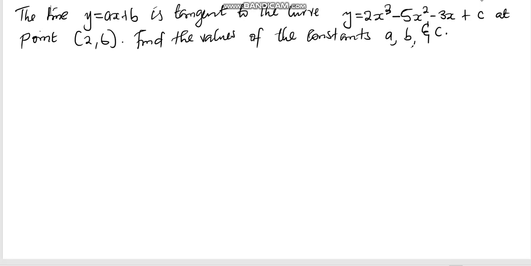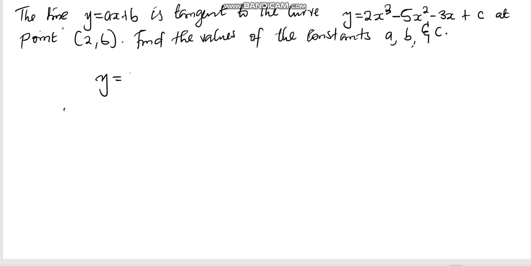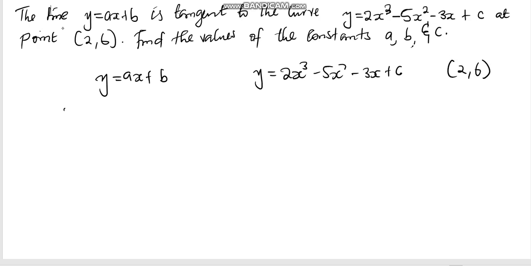So we have y equals ax plus b. Then we also have this curve, y equals 2x cubed minus 5x squared minus 3x plus c. And we've been told that their point of contact is (2, 6). So we can use (2, 6) to get the value of c. We can just substitute: where there's y, we put 6, and where there's x, we put 2.